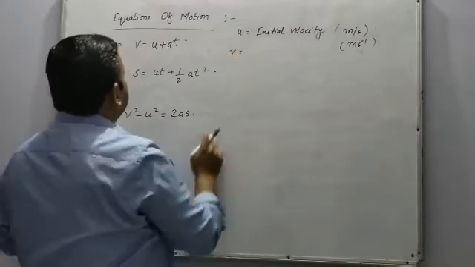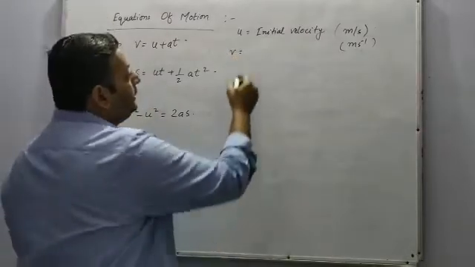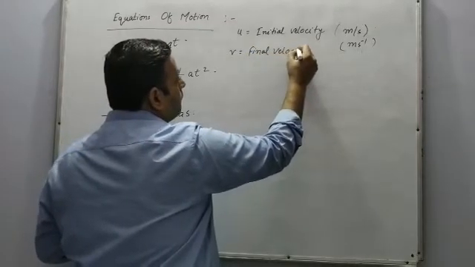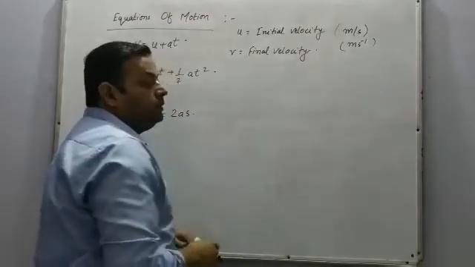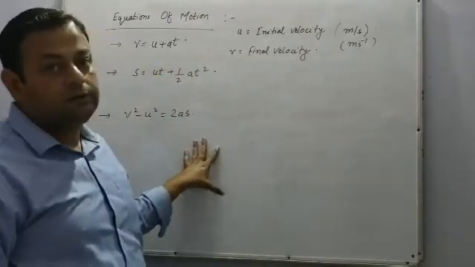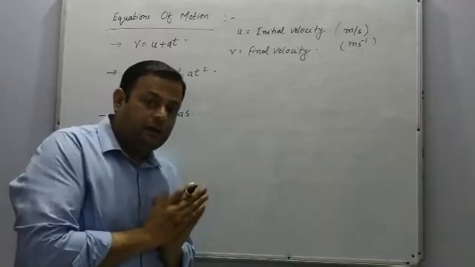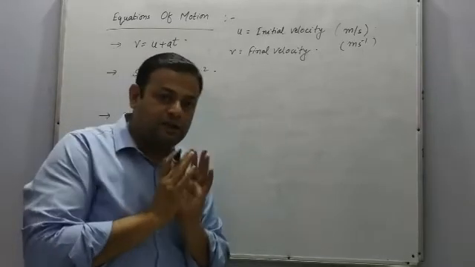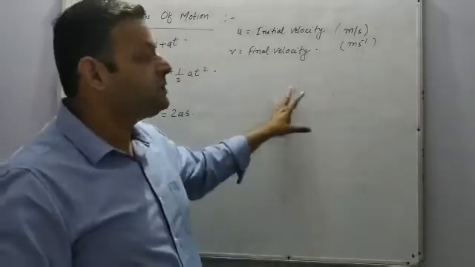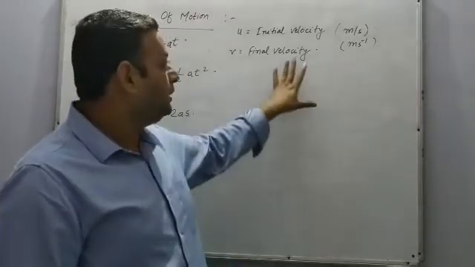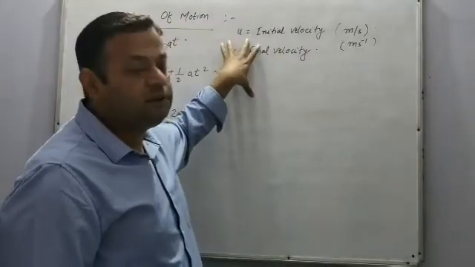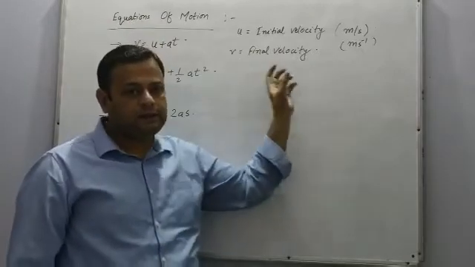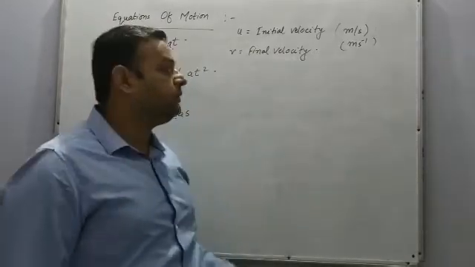Now V. V is the final velocity during the journey. A car is moving at a speed of 36 km per hour. The driver accelerates the pedal and it has achieved the speed of 54 km per hour. So 36 km per hour is the initial velocity and 54 km per hour is the final velocity. It is the final velocity achieved during the journey.